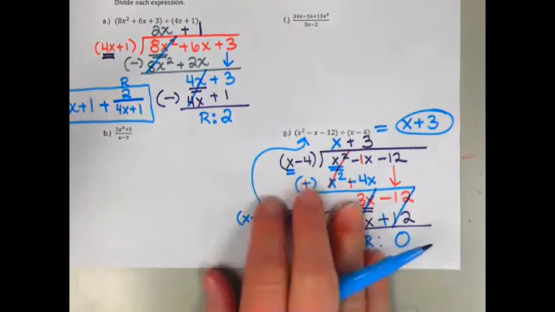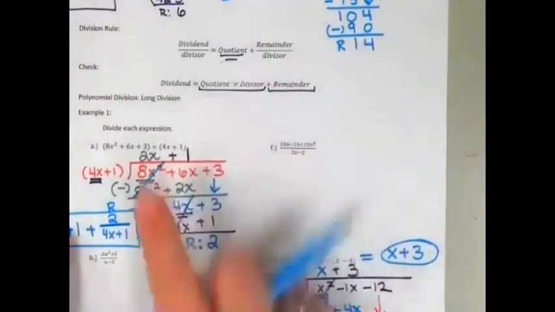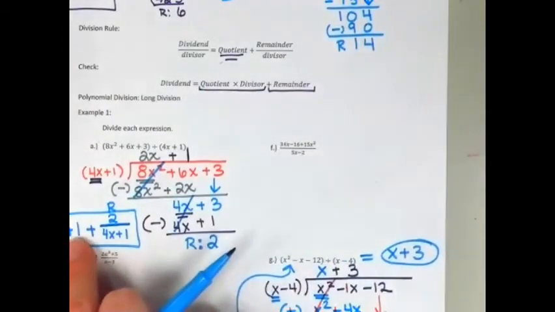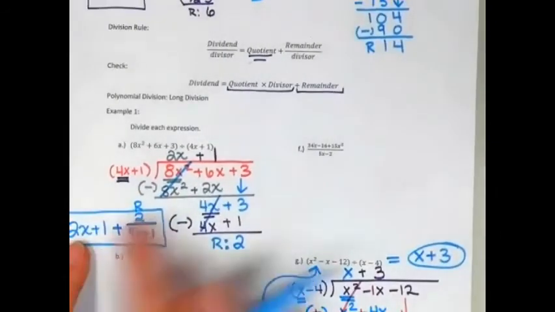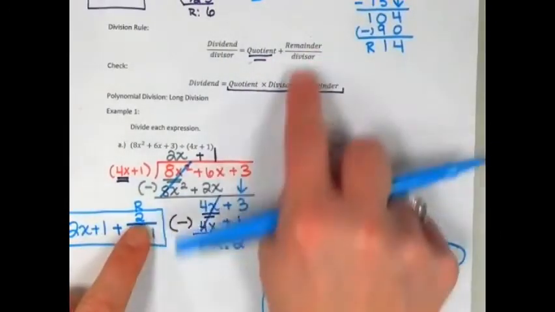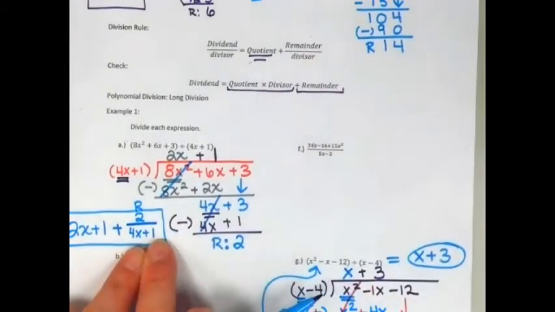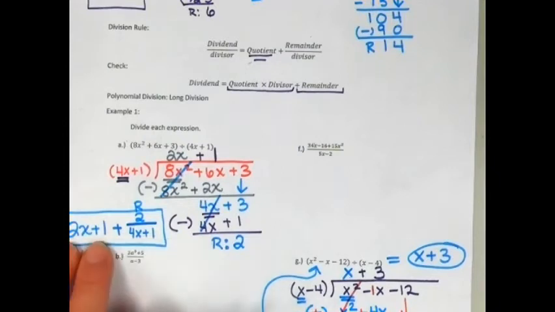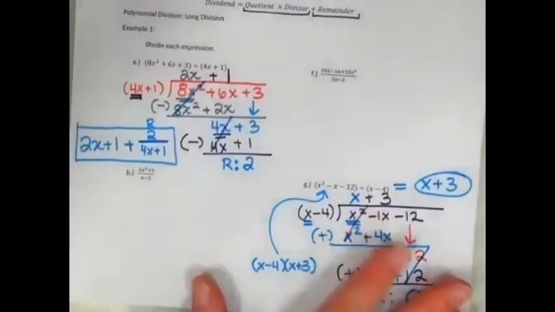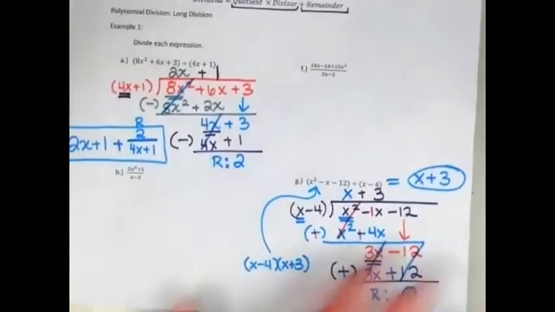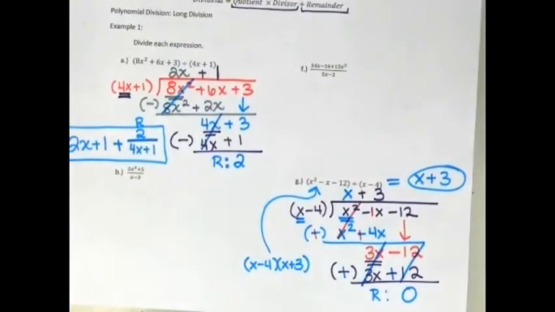Right? So when we look up here, my division rule, it's my quotient, which is 2x plus 1, plus my remainder, which is 2, divided by my divisor, which is 4x plus 1. Could I check this if I really wanted to? Could I find my common denominators and see if we end up with 8x squared plus 6x plus 3 over my common denominator? Yes. Okay. I'm not going to do that right now, though. All right. So what do you guys think of this so far?